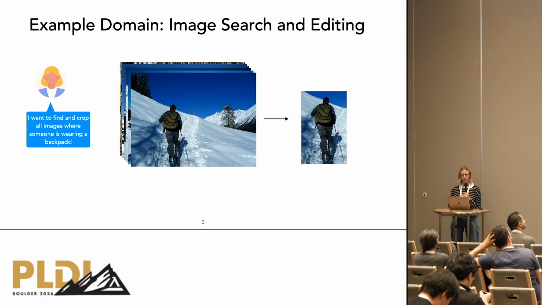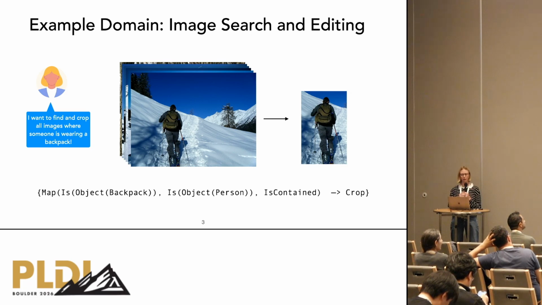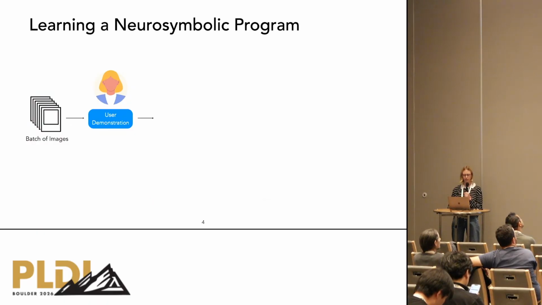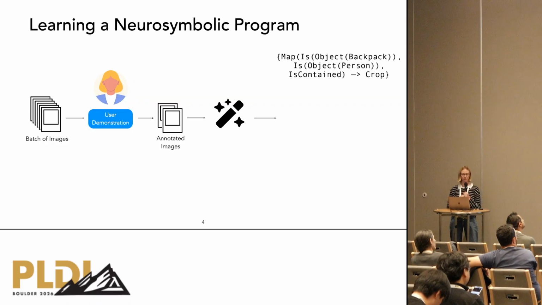So instead, the user provides a few examples of the types of cropped images they want, and a synthesizer learns an image editing program that can automatically process their entire image collection. Importantly, these programs combine neural perception, like detecting people in backpacks, with symbolic spatial reasoning over the detected objects. Here, this program finds all people in an image whose bounding boxes contain backpacks, and then applies a crop action to those people. Under the hood, we give the annotated images provided by the user to a synthesizer, which generates programs consistent with these examples.